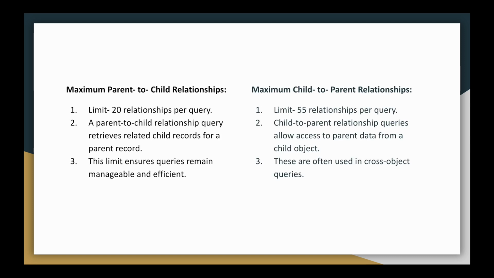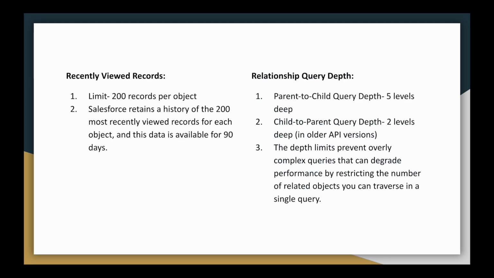So again, what are those limits? For parent to child relationship, we have a limit of 20 relationships per query, and a parent to child relationship query retrieves related child records for a parent record. But for child to parent relationship, we have a limit of 55 relationships per query. Child to parent relationship queries allow access to parent data from a child object, just vice versa of parent to child. These are often used in cross object queries.